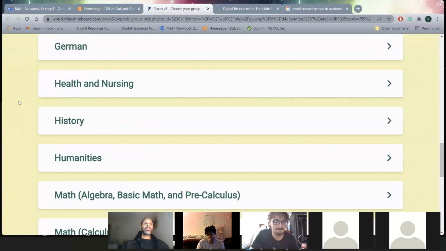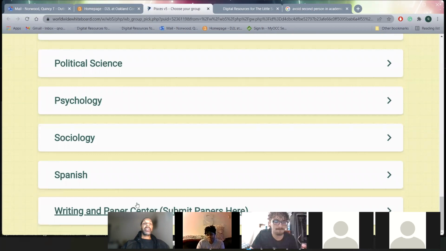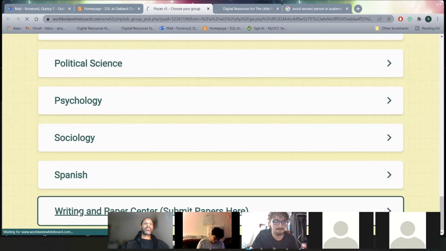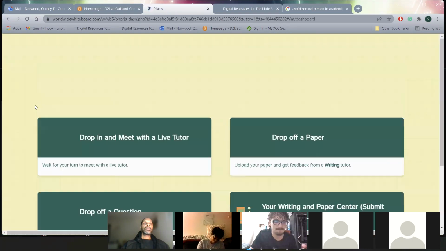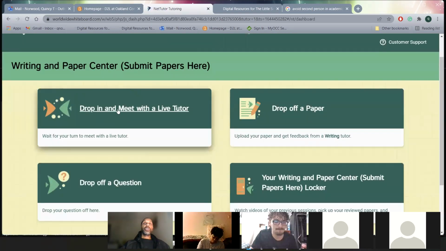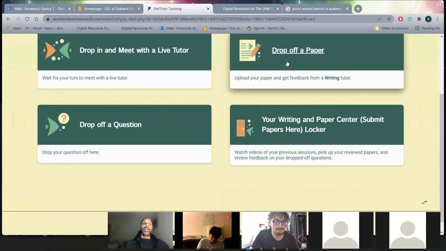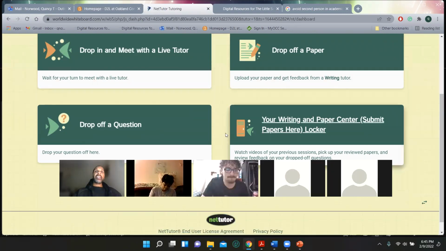But you can come down here to Writing and Paper Center. And then you can either have a session with the tutor, or you can upload a paper, and they'll give you feedback. If you're going to use NetTutor though, just don't wait until the day of, because I think they need at least a 24-hour turnaround time. So if you want to upload your first draft to NetTutor, you can, since it's already done. So you can do that as soon as you can.